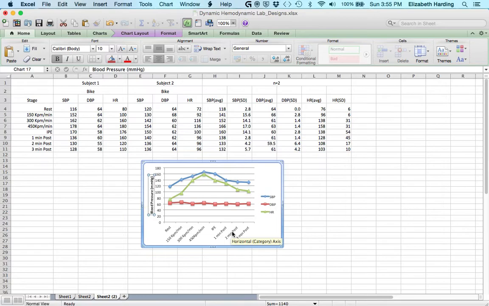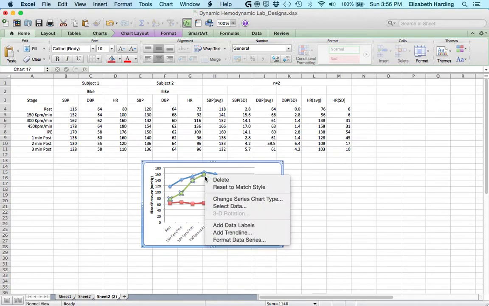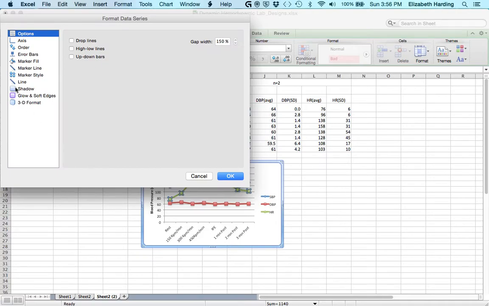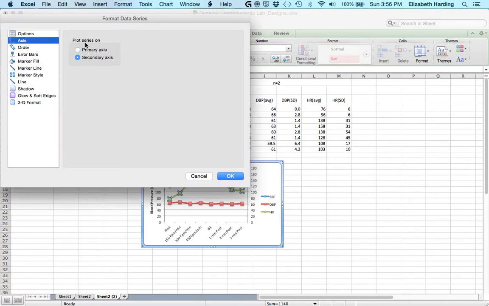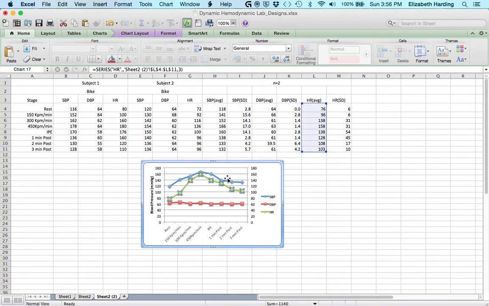All right, and then we need an axis for heart rate. In order to do that, both my systolic blood pressure and my diastolic blood pressure are referencing this y-axis. I specifically want my heart rate to be on a different axis. So I'm going to right click, all of the data points are selected, format data series, go up to axis, and I'm going to plot the heart rate data on a secondary axis or secondary y-axis.